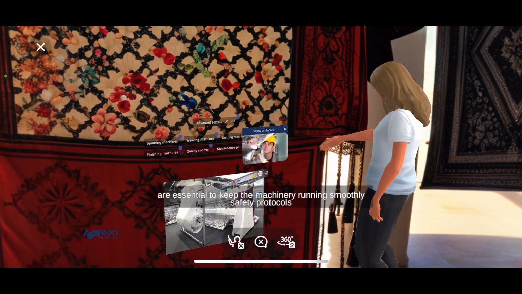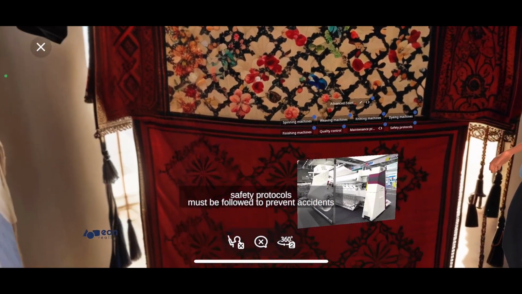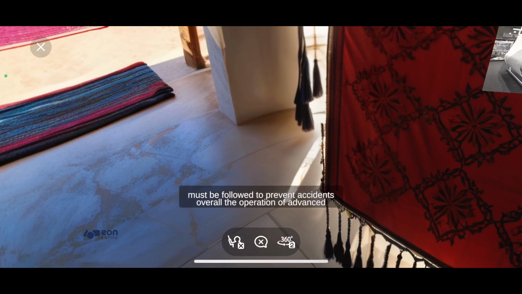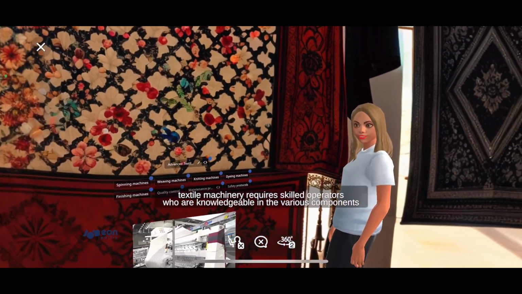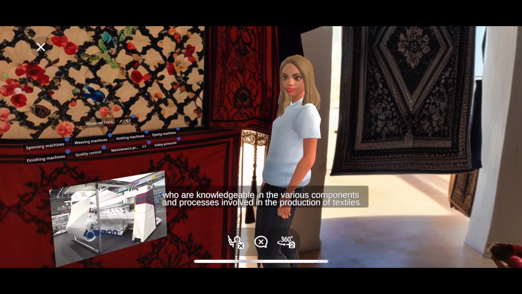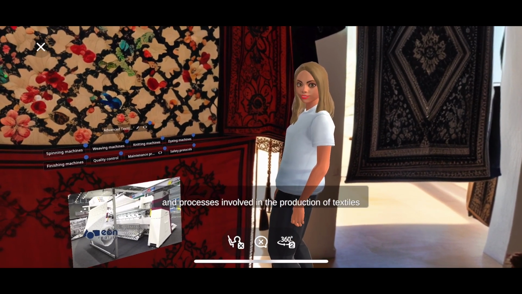Safety protocols must be followed to prevent accidents. Overall, the operation of advanced textile machinery requires skilled operators who are knowledgeable in the various components and processes involved in the production of textiles.